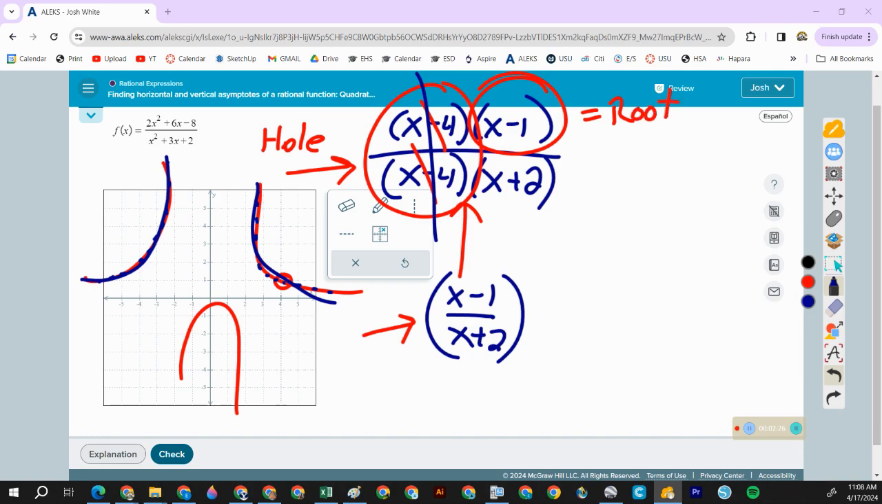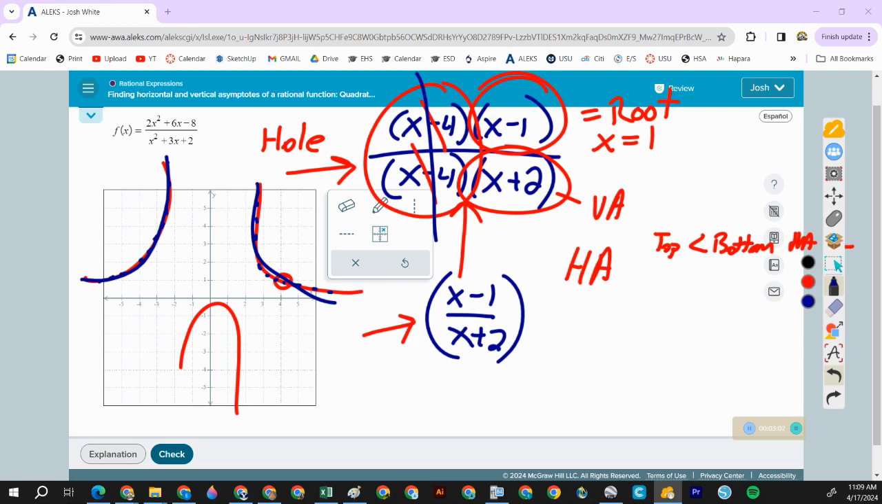So this graph is going to hit the x-axis at 1. Okay? And any factor in the denominator that does not cancel is a vertical asymptote. And then the other thing we have to worry about is the HA, the horizontal asymptote. And we learned last time that if the top is weaker than the bottom, then my HA is y equals 0.